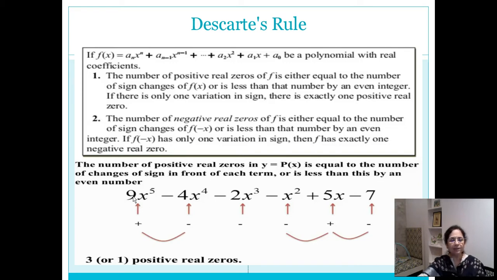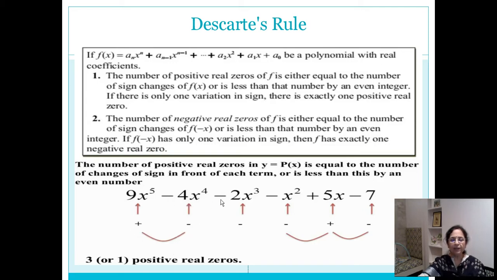So let us take this example. If this polynomial expression is 9x^5 - 4x^4 - 2x^3 - x^2 + 5x - 7, we can count the number of sign changes. This is the positive term, this is the negative term, so one sign change here.